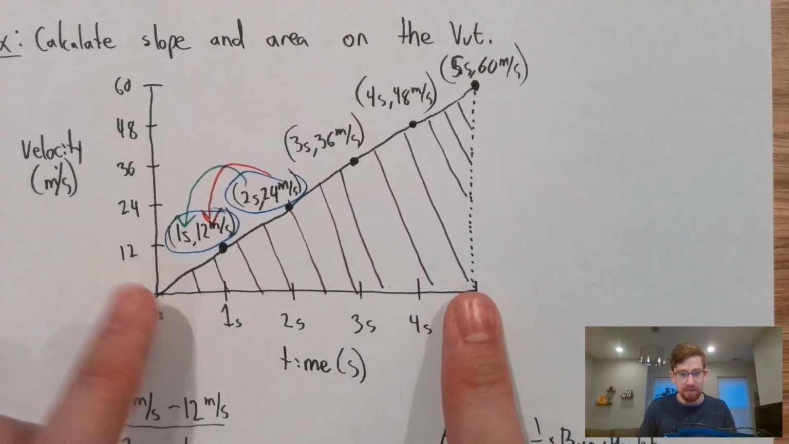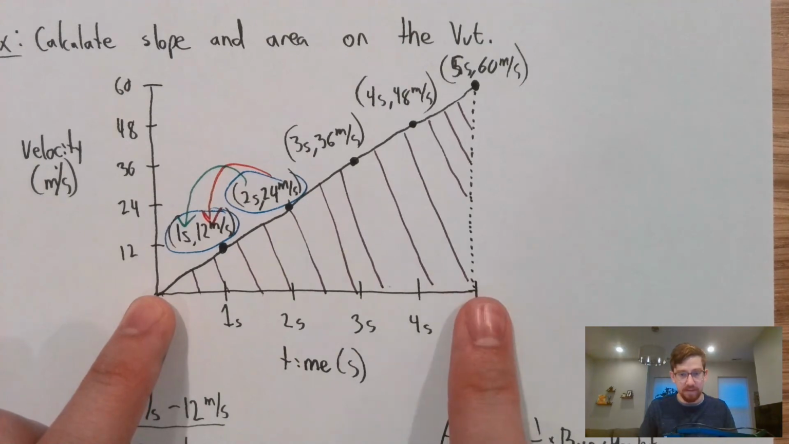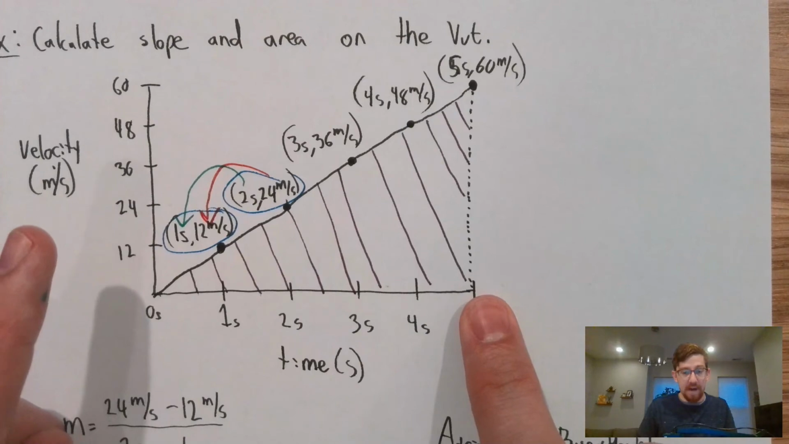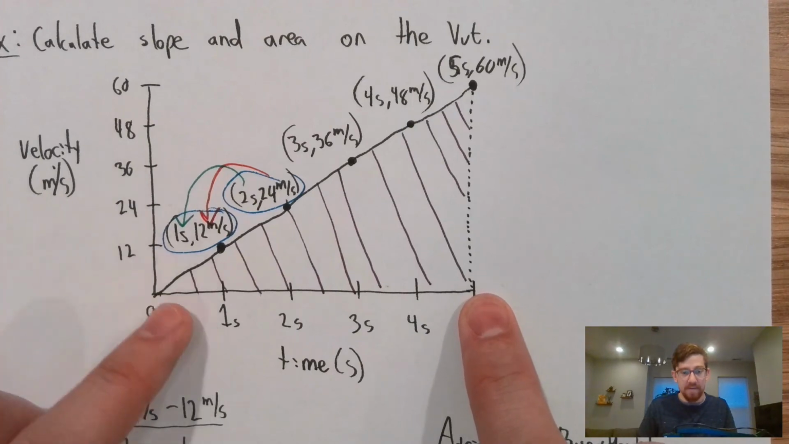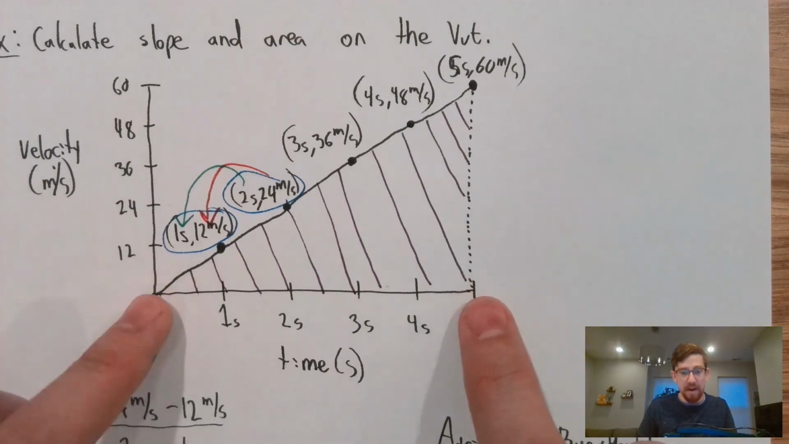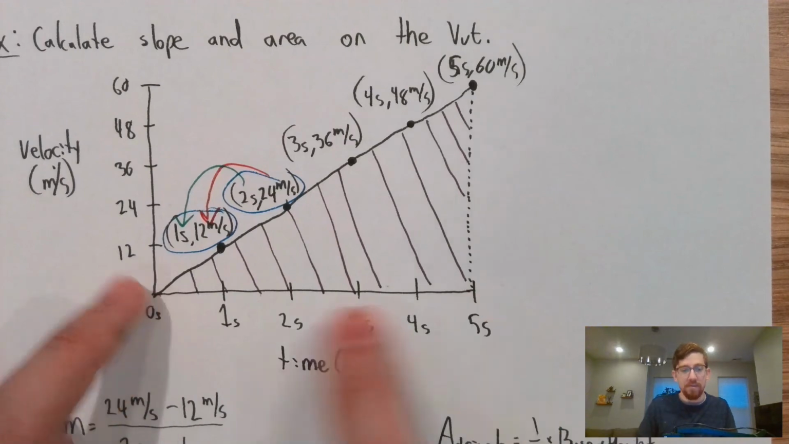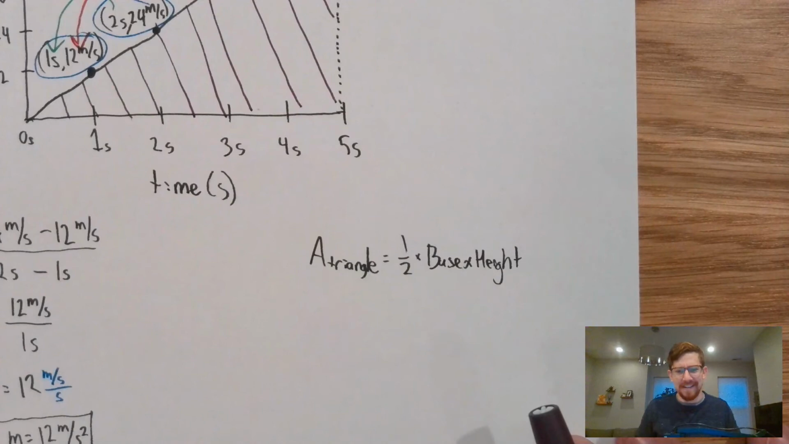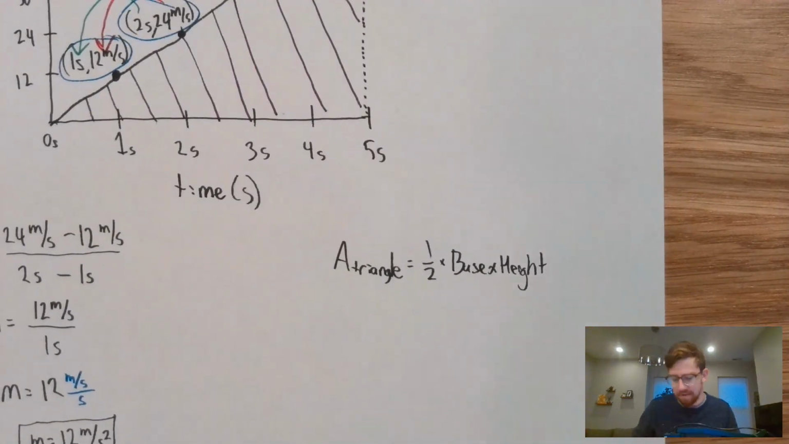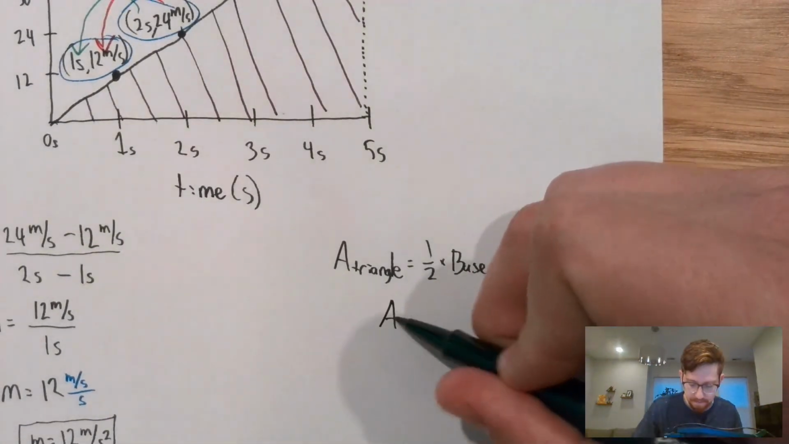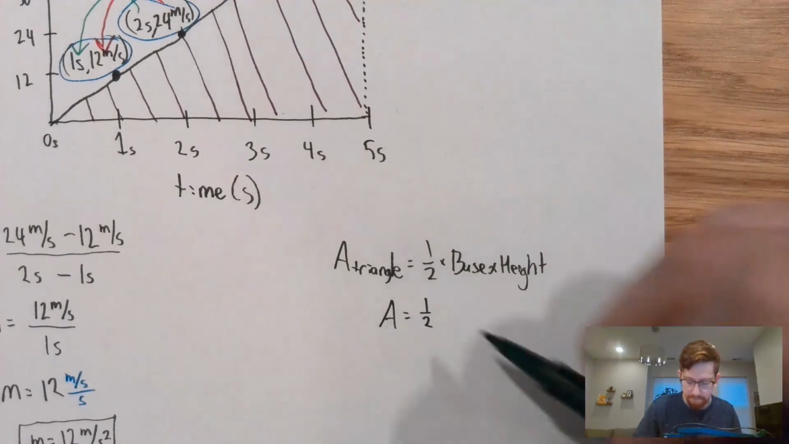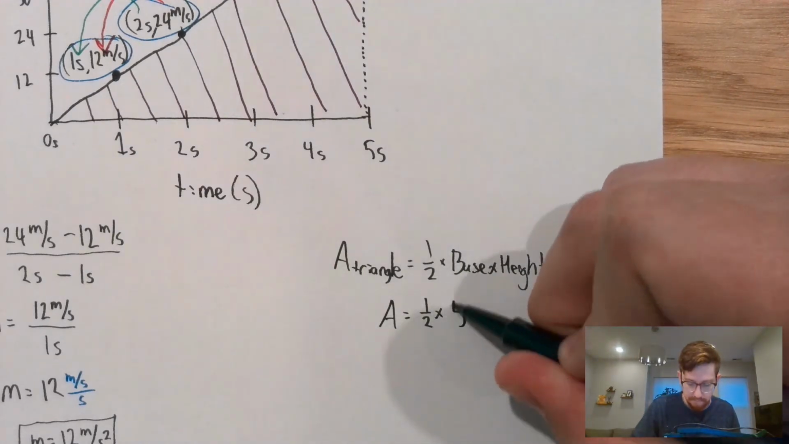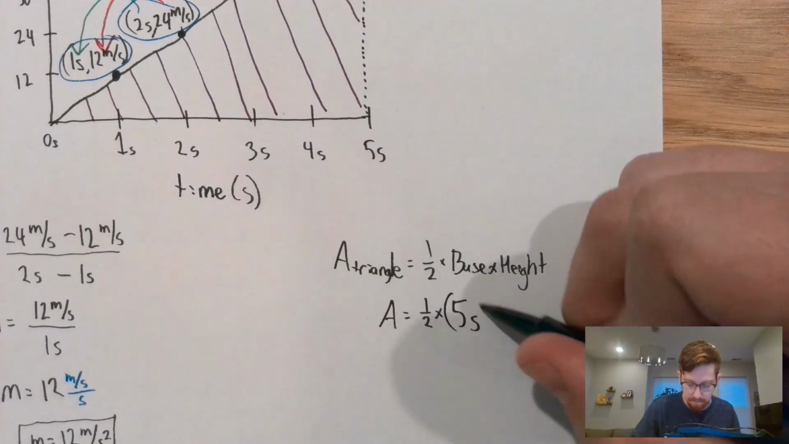It goes from 0 seconds to 5 seconds. So the length of this base is 5 seconds. A very strange concept, but on the graph, it makes sense. Usually you can't measure the length of a triangle in seconds. That doesn't make sense conceptually, but hey, let's go with it. Let's see what happens. I'm going to do 1/2 times 5 seconds.